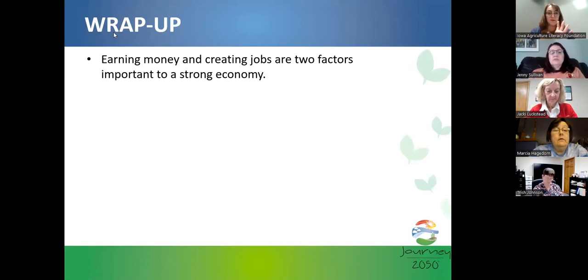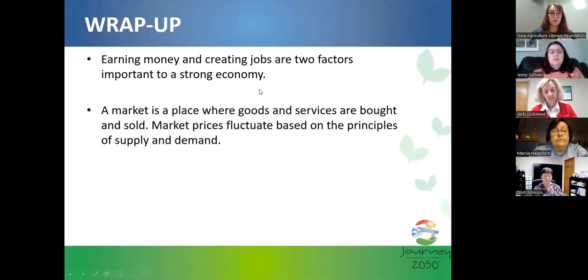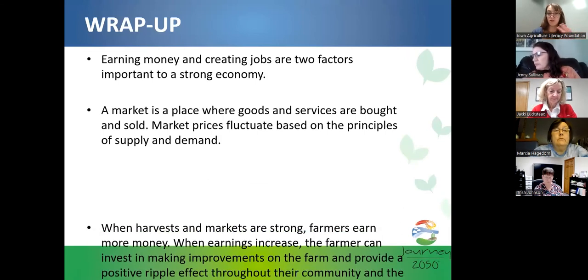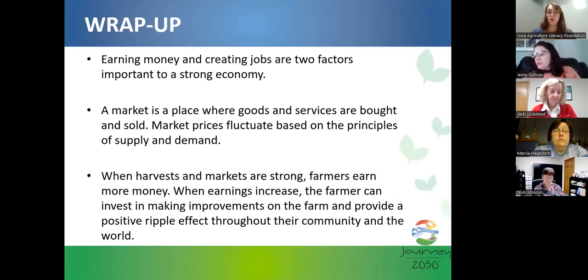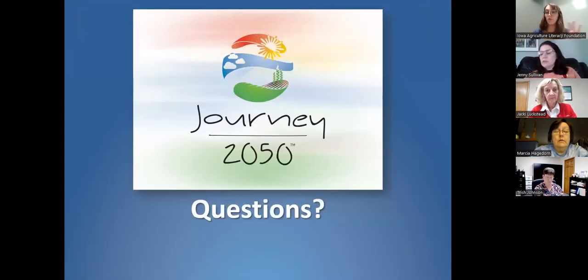So the closing thoughts on this lesson: earning money and creating jobs are two factors in a strong economy. So there's our econ tie for our social studies teachers. A market is a place where goods and services are bought and sold, and those prices fluctuate based on supply and demand. So you have a good conversation there about what supply and demand is and what impacts that. And when the harvests are strong, when things are brought to the market, then money can trade hands, which can benefit the community, the country, the world. Questions on lesson 4? Excellent. We can move right along.